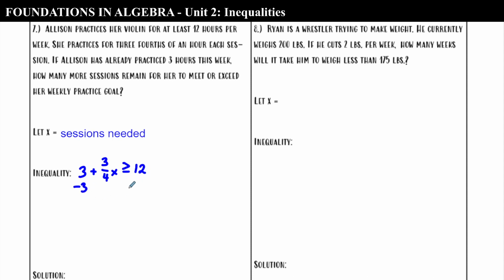So we're going to start by subtracting 3 off of each side. That gives us 3/4 x is greater than or equal to 9. Now, remember how to get rid of a fraction. We are going to multiply by the reciprocal. So if you multiply each side by 4/3, we are going to get x is greater than or equal to 9 times 4 gives us 36 over 3, and 36 over 3 is 12.